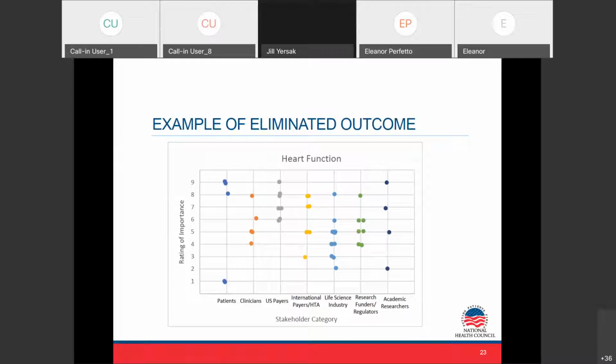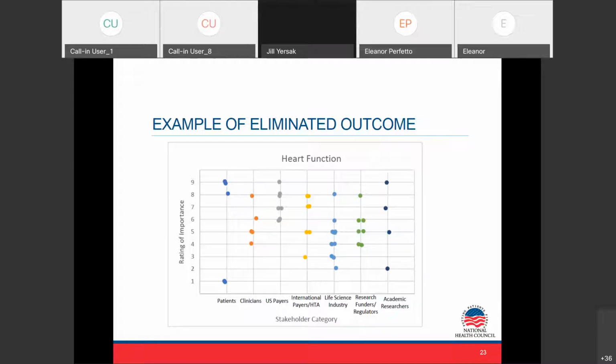Whereas something like heart function, you can see, votes were all over the place. That's not to say that heart function is not important. That's one of the really critical things about doing these exercises. It's things that are certainly important to individual people, but is what's most important to include in all clinical trials for a given condition. It doesn't mean this would never be studied. It just means we're deciding on what should go into a core set. So this was an eliminated outcome.